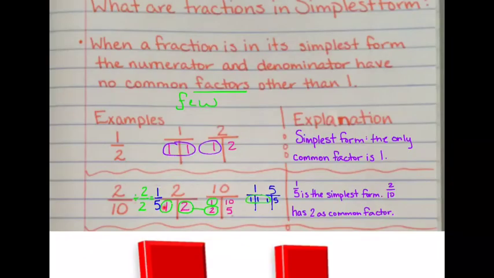So if you needed to, you could take the 1/5 and write out the factors for 1 and 5. Or if you remember that 1 and 5 are both prime numbers, that their only factors are going to be 1 and itself, then you would know that 1/5 is the simplest form, but 2/10 has 2 as a common factor, and therefore 2/10 is not the simplest form of that fraction.